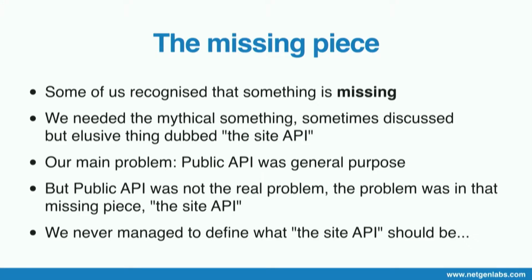As we did a complete rewrite, basically everything was missing, and we had to re-implement everything. There was always a lot of work, and we just pushed on. But the conclusion I want to make here is that the public API is, okay, the problem is it's general purpose, but it was designed in this way. So the actual problem, from my point of view, is not the public API, it's the missing piece that we never managed to implement, the so-called site API.